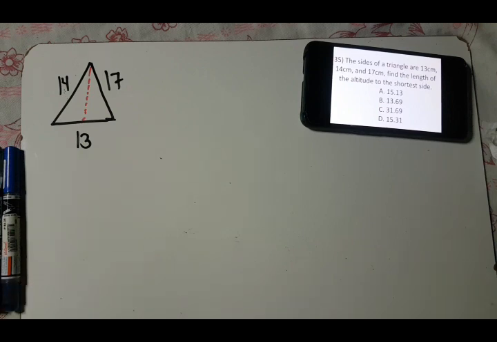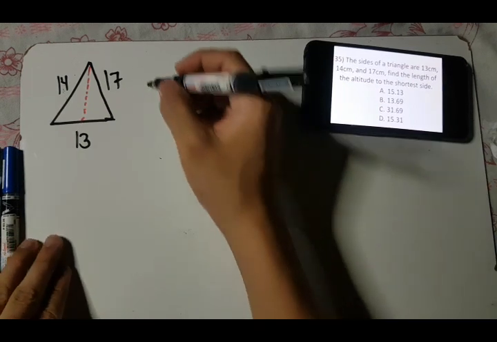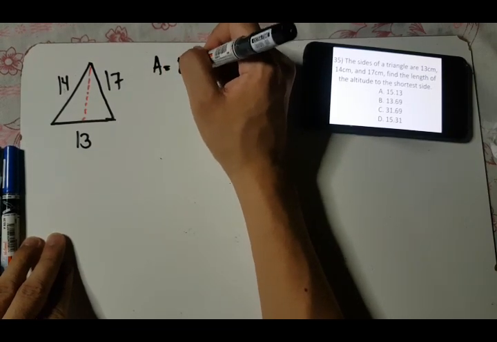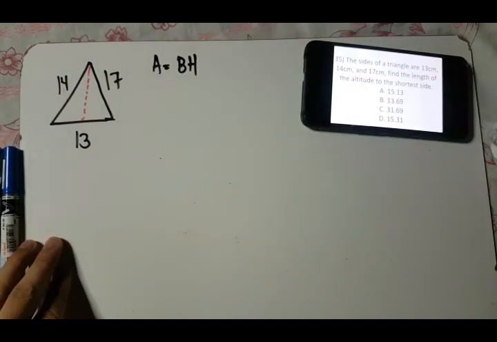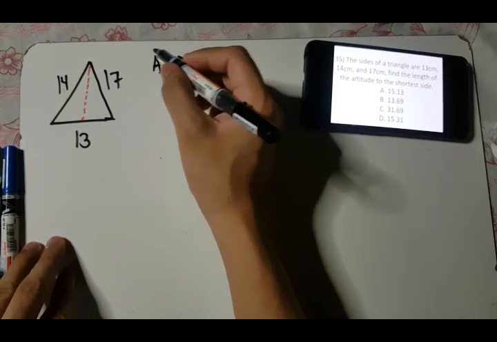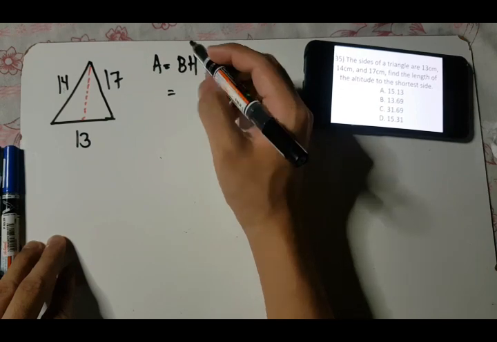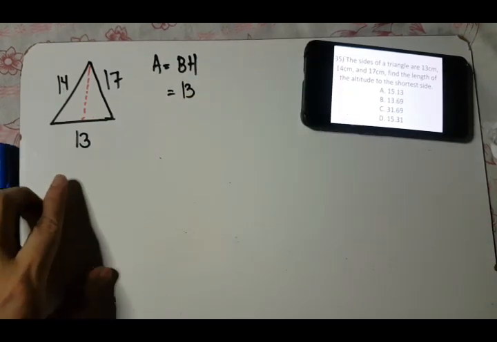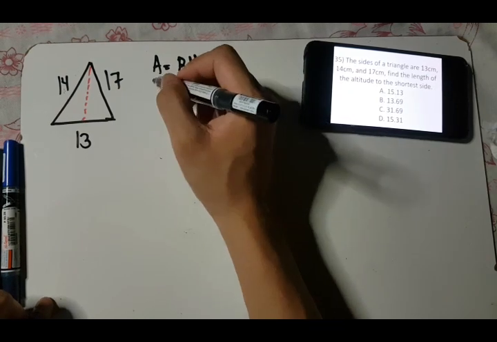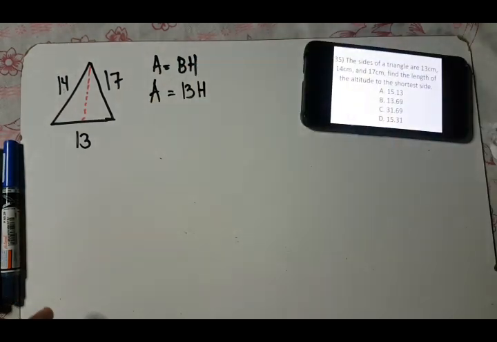So, alam naman natin yung area ni triangle is base times height. Okay? But wala pa yung area natin. At meron tayong base na given which is 13. Siya yung gagamitin nating base. And wala pa tayong height, at wala pa tayong area. So, solve natin yung area using the Heron's formula.